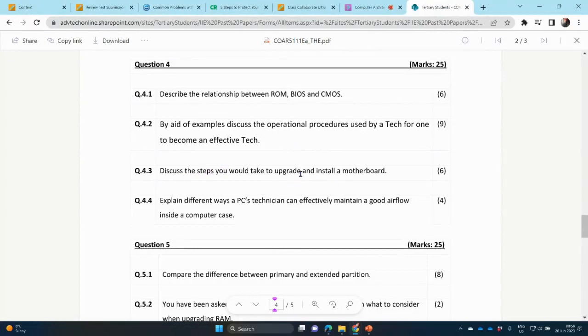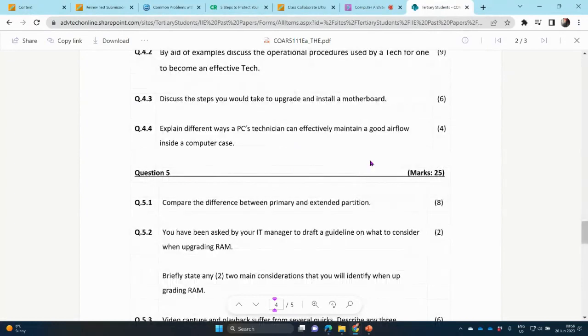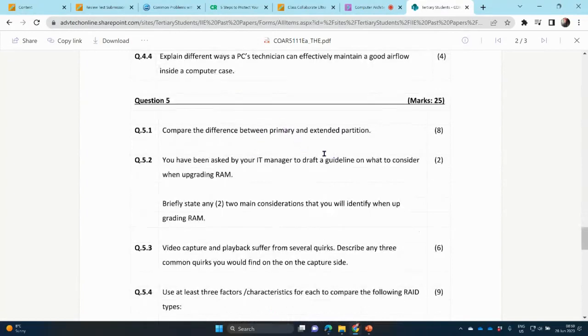Discuss the steps you would take to upgrade and install a motherboard, covered in the motherboard section. Explain different ways a PC technician can maintain good airflow. You'll speak about the heatsink. You'll speak about the additional fans that you might have in your computer.